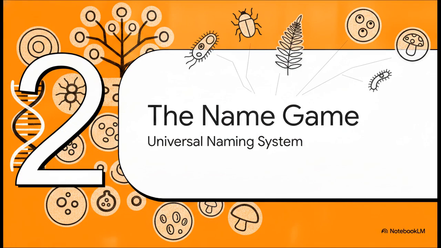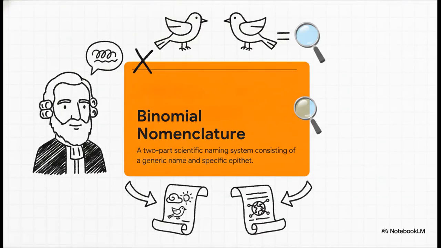Moving right along to part 2, the rules of the name game. Enter our first major hero of taxonomy, Carolus Linnaeus. Back in the 18th century, he gave us something called binomial nomenclature. Bi simply meaning two, and nomial meaning name. It is a brilliant, universal 2-word naming system made up of a generic name and a specific epithet.